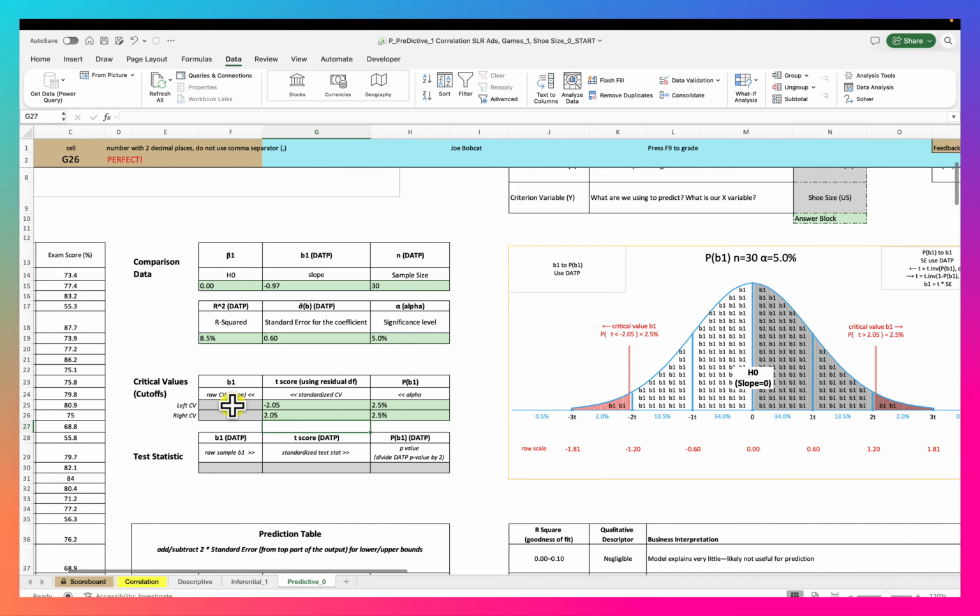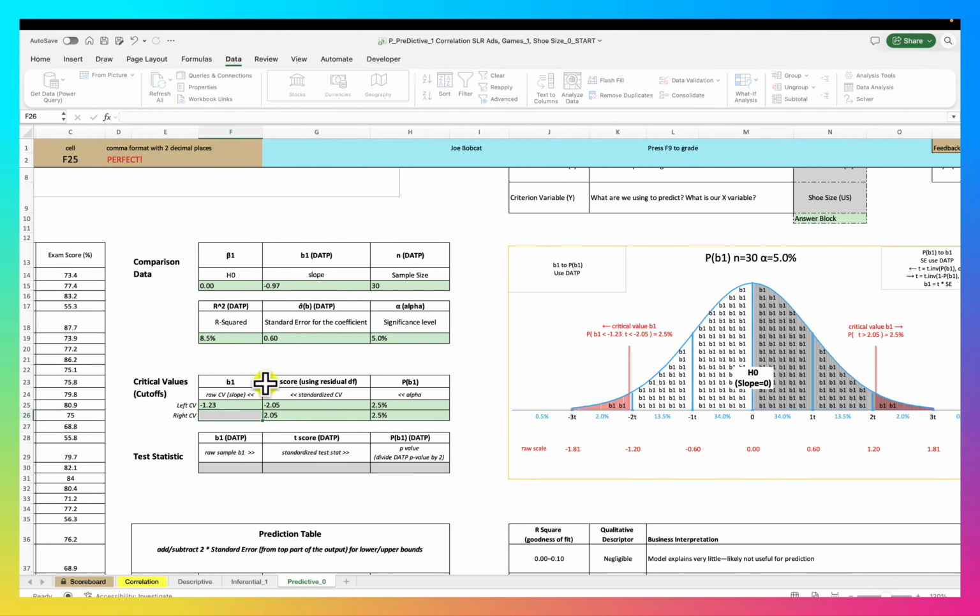All right, and then our slope over here, beta 1, or B1, sorry, is going to be t times the standard error. Kind of similar to what it was in the correlation problem. T times the standard error. The same thing here. T times standard error.